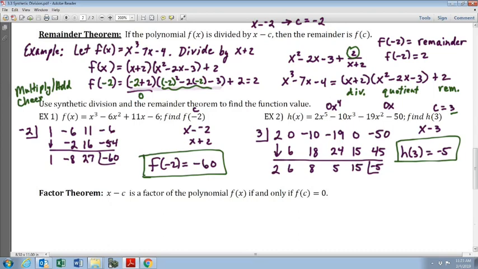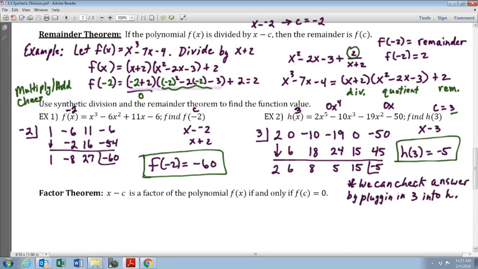All right, so I just want to point out one thing here. We know how to find h of 3. We could just plug 3 into the function. Just like on number 1, we could have plugged in negative 2 into the function and we would get negative 60 as well. So you could always do that as a check, but the directions here tell us to use synthetic division and the remainder theorem. So you want to make sure you do it that way, but you can always check it by actually plugging in the value into the function.